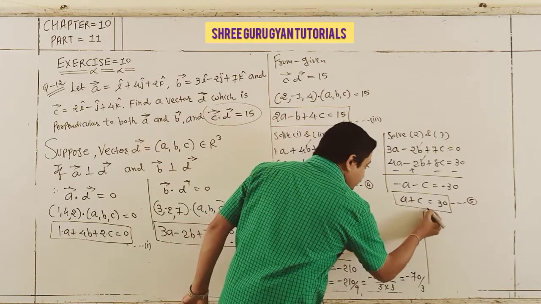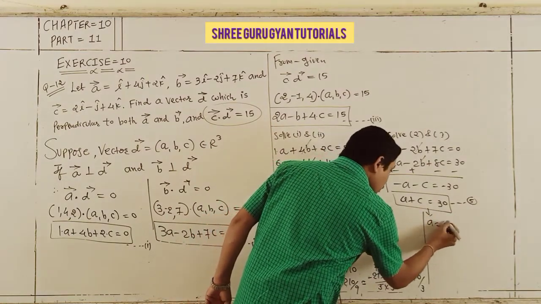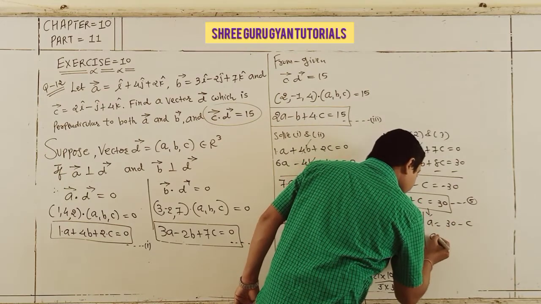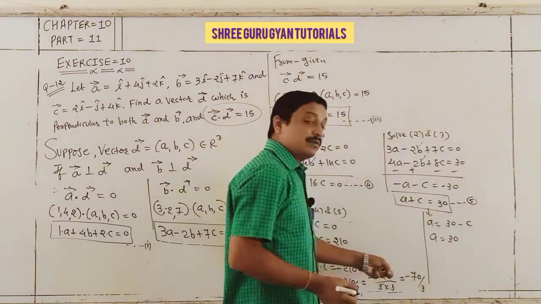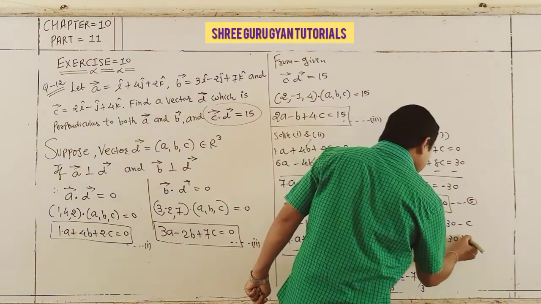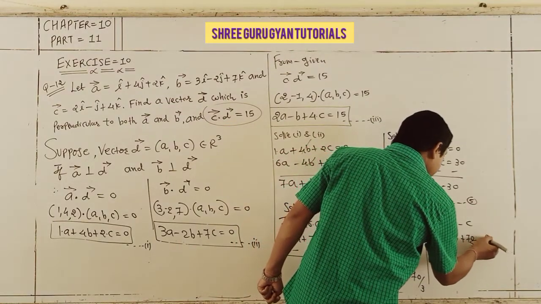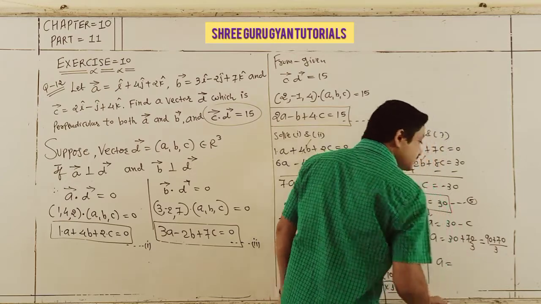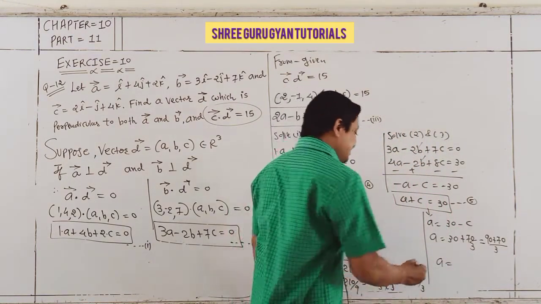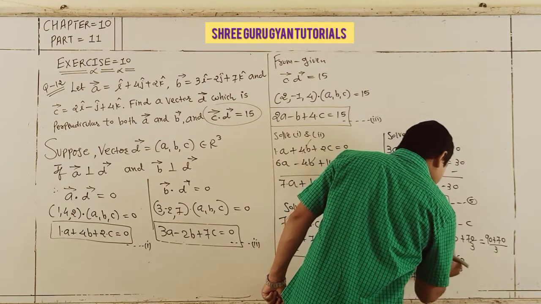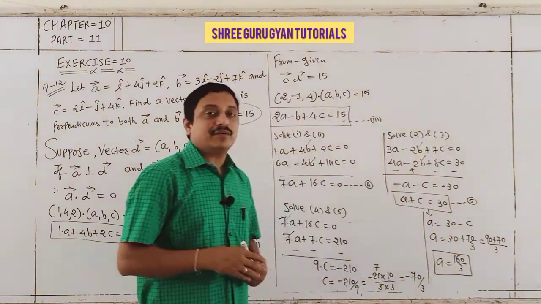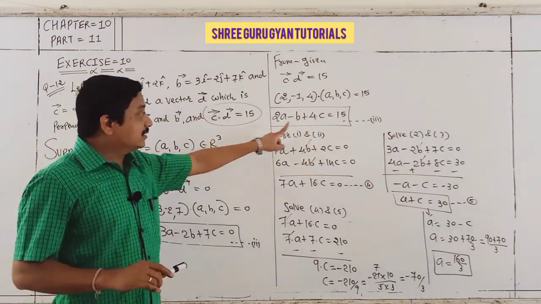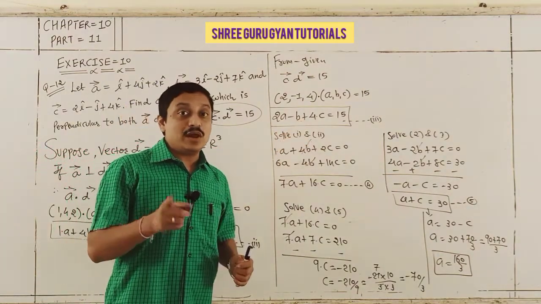And that c attach here, you will get a. So from the fifth, your a value is 30 minus c, and c is already known, minus 70 by 3. So plus 70 by 3, 90 plus 70, so the answer is a equals 160 by 3. That's your a value. Now a and c, put either here, either here, either here, and derive the value of b.